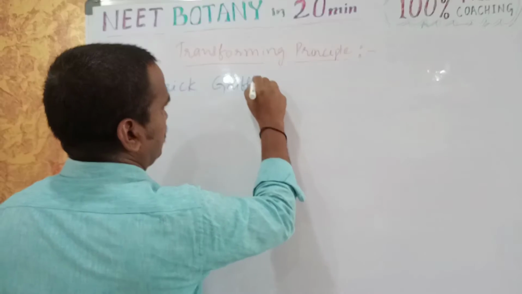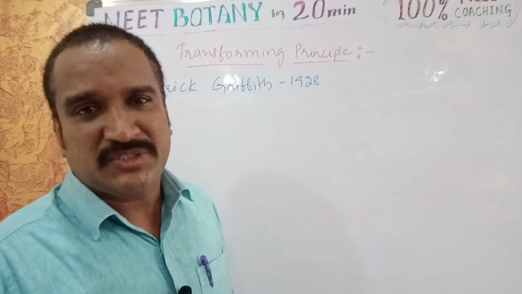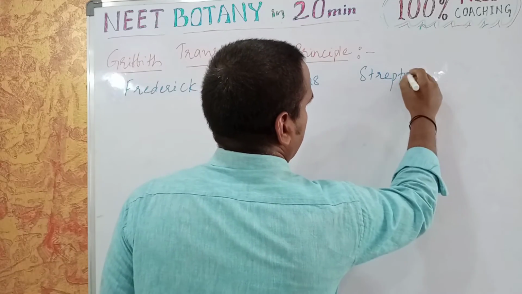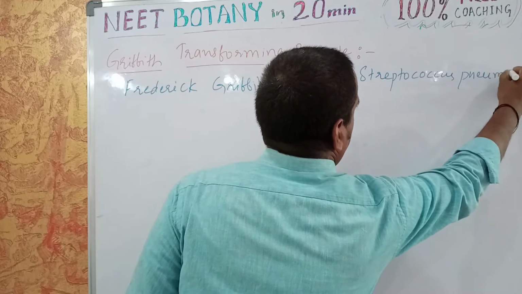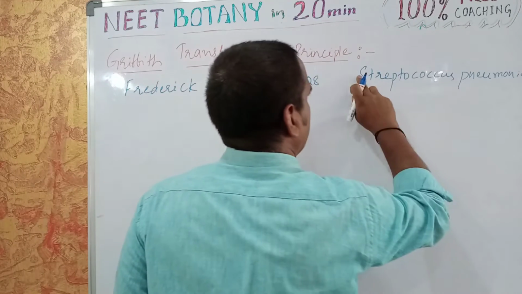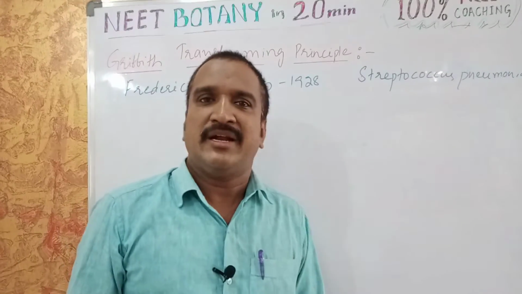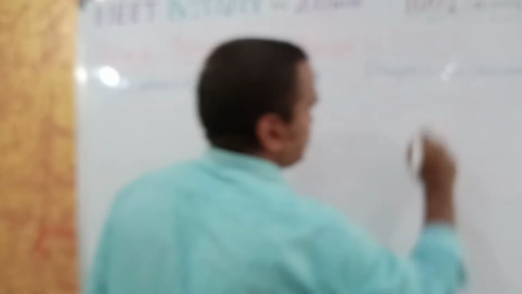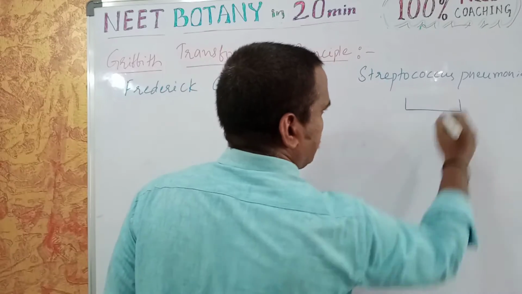In 1928, Frederick Griffith did an experiment on Streptococcus pneumoniae. This bacterium causes the pneumonia disease that leads to the death of the organisms. First, Griffith grew this Streptococcus pneumoniae in a laboratory in petri dishes.